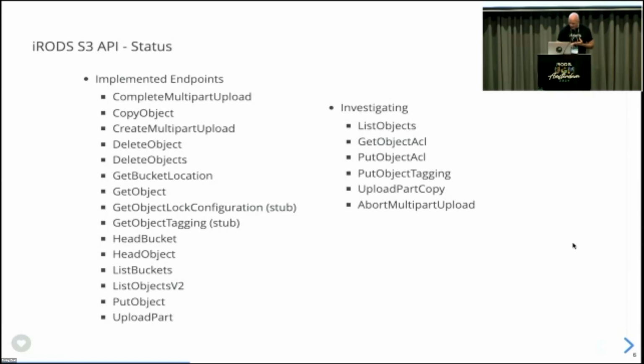Upload part copy. We realized that we do support upload part, but there's a certain header that makes it an upload part copy. We have not supported that yet, so we'll add that support. And finally, abort multipart upload. Very simple to implement, but we just haven't done it.